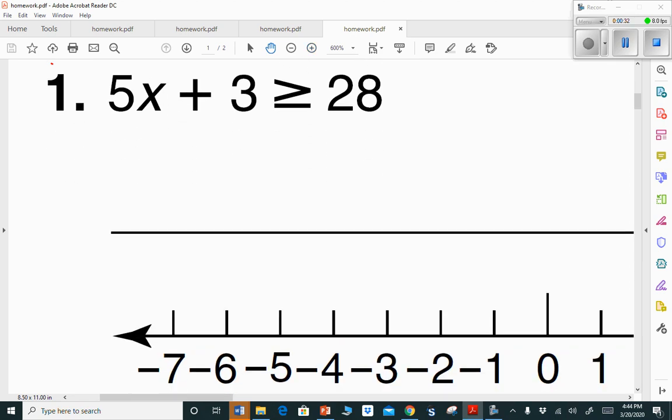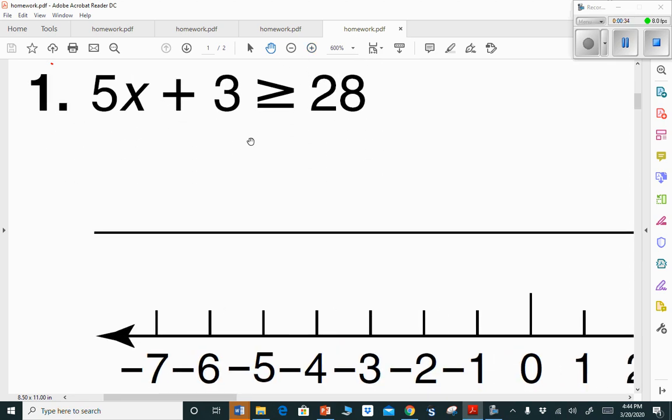Here's number one. 5x plus 3 is greater than or equal to 28. For the most part here, guys, you solve these just like you solved the equations, and so it shouldn't really be too much of a problem for you.